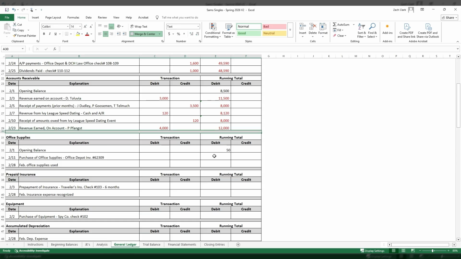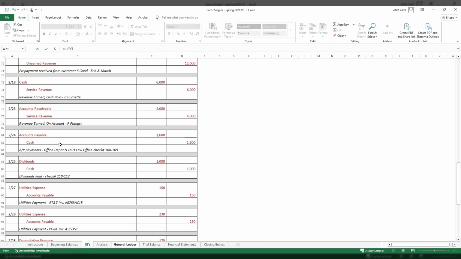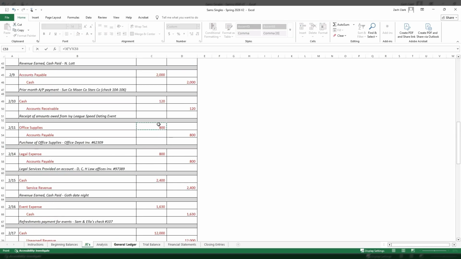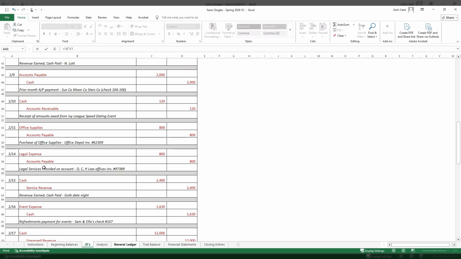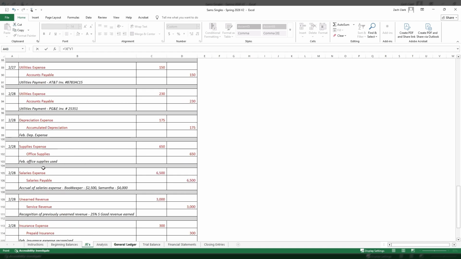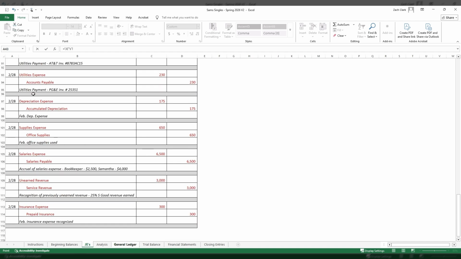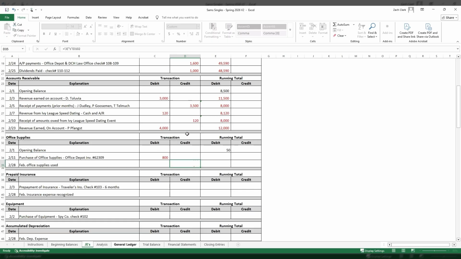Okay, let's go on to office supplies. We previously talked in our analysis tab about the fact that there was an opening balance of $50 in office supplies, so that's reflected there as well. And then on the 11th, we purchased some office supplies, so that was an $800 increase. And then in February, as a part of recording our adjusting entries, we noted that we used up a certain amount of office supplies. Let's find that here. Where'd that go? Here we go. $650.